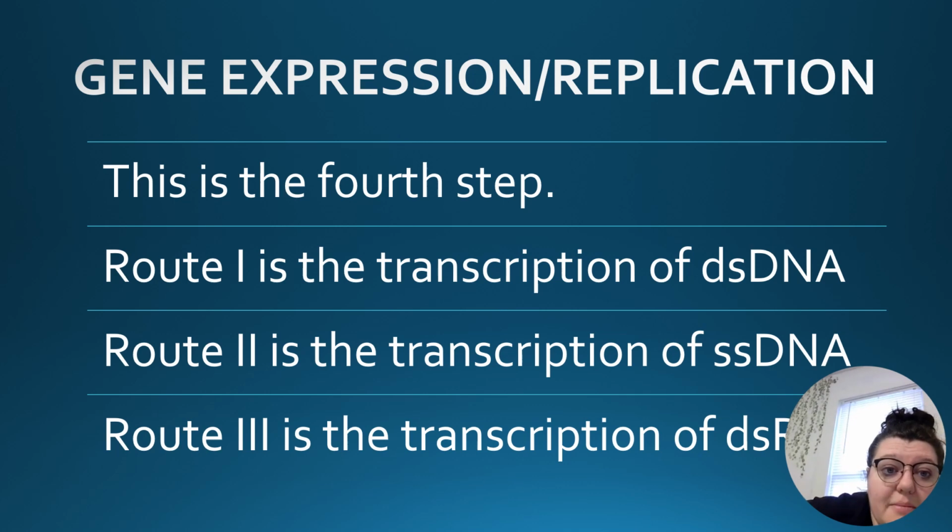On to our fourth step. This is the gene expression or replication process. And as you can see, there are 3 routes. Route 1 is when the transcription of dsDNA occurs. Route 2 is the transcription of ssDNA. And route 3 is the transcription of dsRNA.